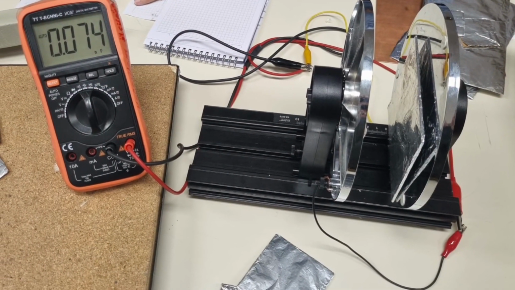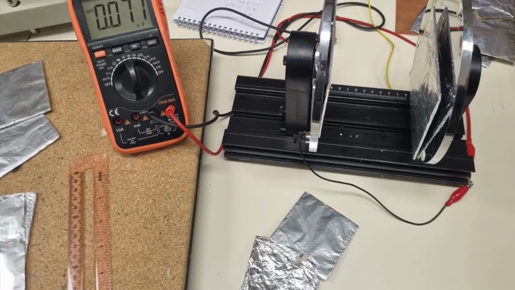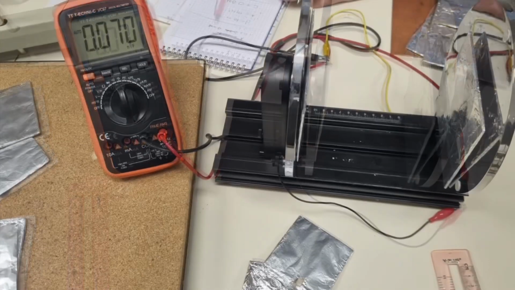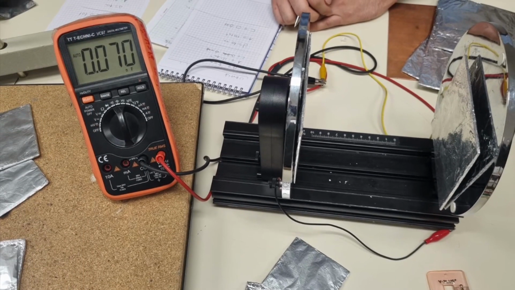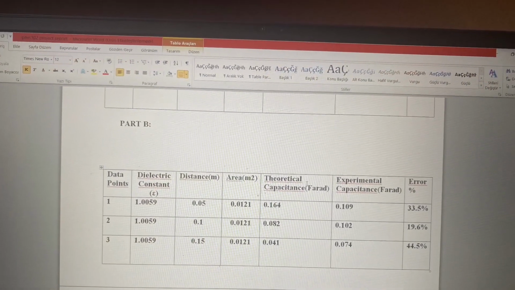In the second part of the experiment, I set my area to 121 cm² and observed the effects of different distances on the capacitance. This was the result for 5 cm distance, and this was the result for 10 cm distance, and lastly, this was the result for 15 cm distance. This is the data I obtained.